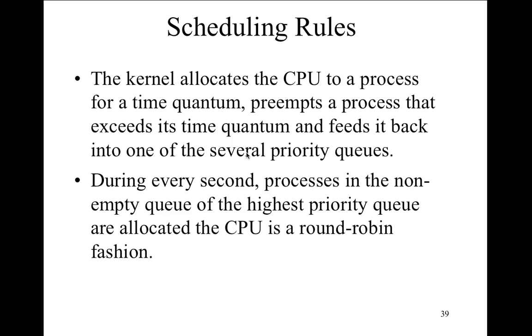So the kernel allocates CPU time to the processes, and the time is really called a time quantum. How many ticks? How much clock time is going to be allocated for the CPU for this particular process? It preempts a process that exceeds its time quantum and feeds it back into one of the several different priority queues that might exist. So during every second, a process in a non-emptied queue of a high priority is allocated CPU time in some sort of a round-robin fashion.